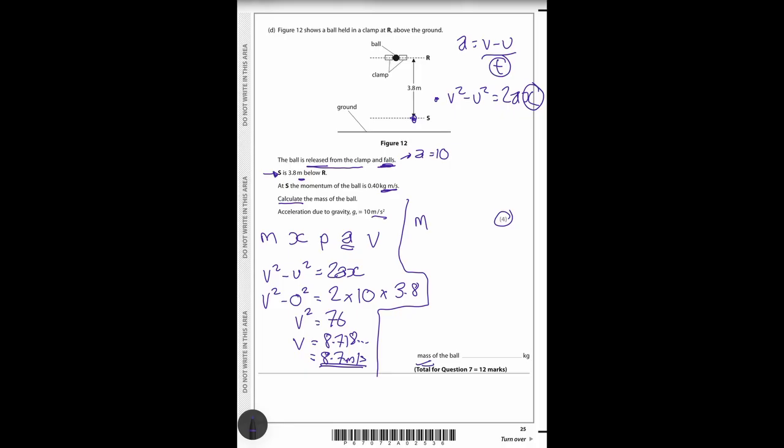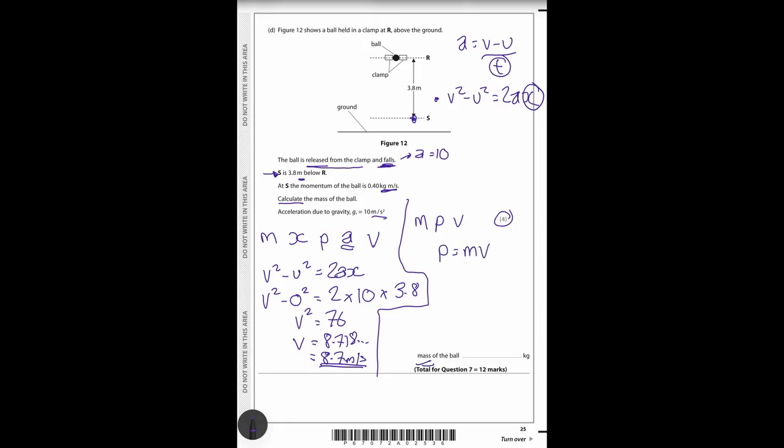What haven't I used yet? Okay, so I've used the distance, so it's probably not going to be that. I haven't used p, so I'm going to write down p in there. I've used a, so it might not be that. Okay, v I've just got. I'm going to write down v over here. So is there a formula with m and p and v in there? Oh, actually, yeah, there is. It's momentum equals mass times velocity.